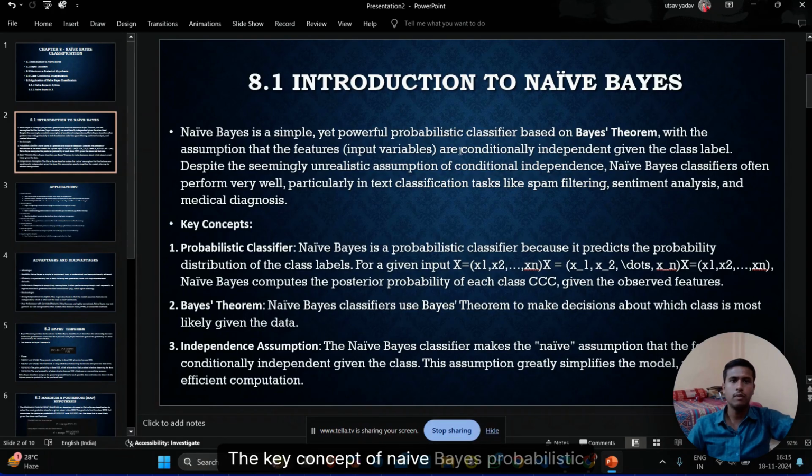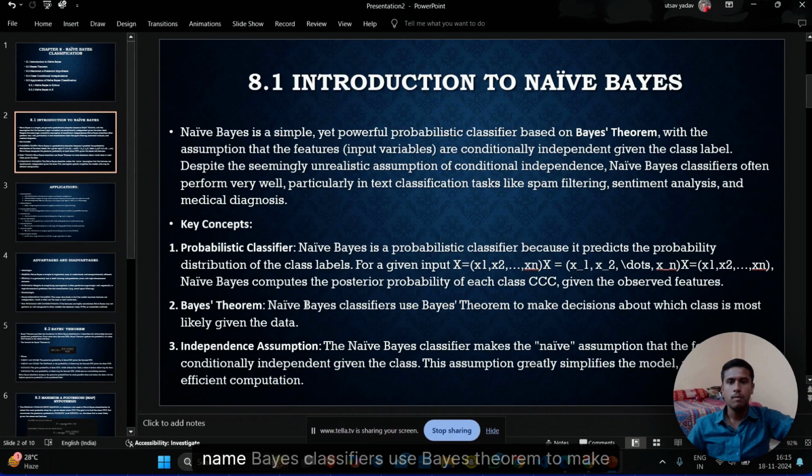The key concepts of Naïve Bayes: probabilistic classifier, Bayes theorem, independence assumption. Probabilistic classifier: Naïve Bayes is a probabilistic classifier because it predicts the probability distribution of the class label. For a given input X equals x1, x2, up to xn, Naïve Bayes computes the posterior probability of each class C given the observed features.